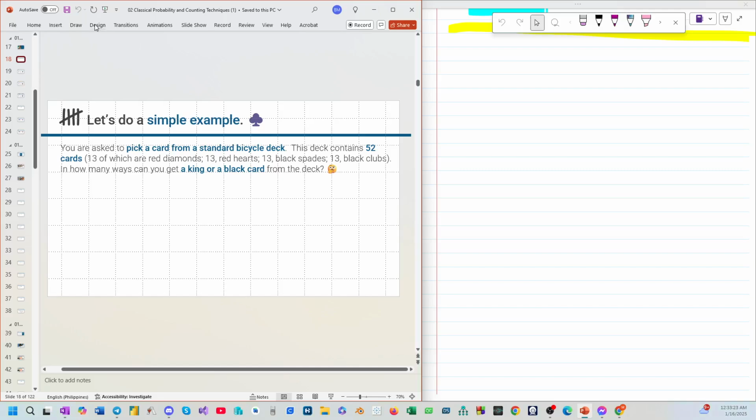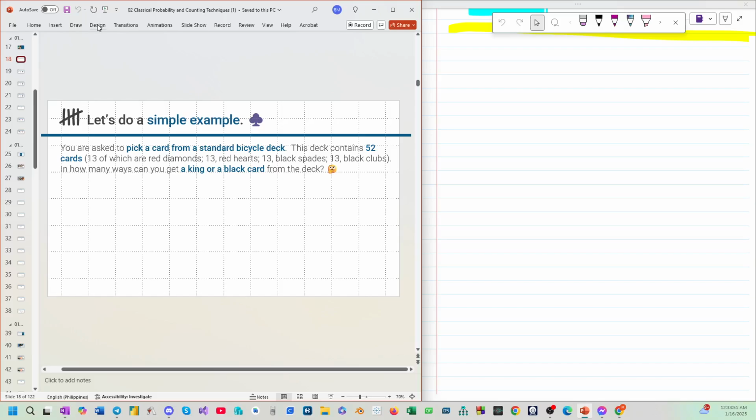So let's have an example. I think we're all familiar with the standard deck of cards, not the playing cards. So in a standard deck, you are asked to pick a card, and this deck contains 52 cards, 13 of which are red diamonds, red hearts, black spades, and black clubs.